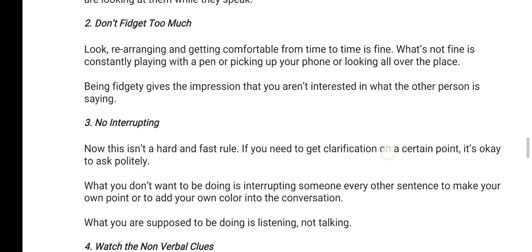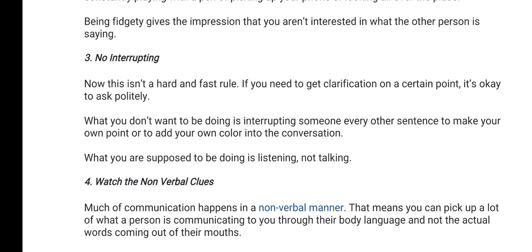Next is no interrupting. So you're not supposed to interrupt when the speaker is saying something. Definitely you can communicate, you can interact, you can provide your own views, you can share your opinion. But once the speaker finishes his or her speech, you are not supposed to interrupt the speaker. By interrupting the speaker, you are creating a barrier in the free flow of communication process.